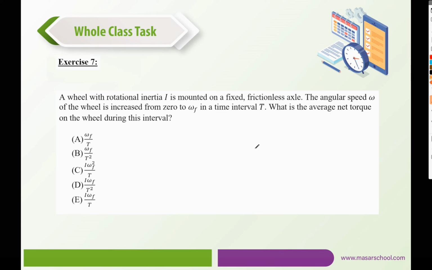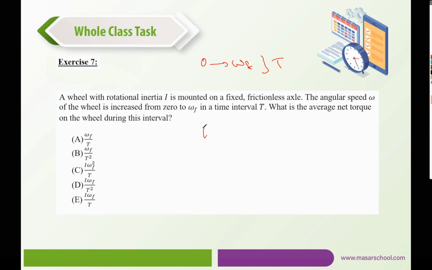A wheel with rotational inertia I is mounted on a fixed frictionless axis. The angular speed omega on the wheel is increased from 0 to omega f. So we have from 0 to omega f an increase in angular velocity in a time interval t. What is the average net torque on the wheel during this interval?